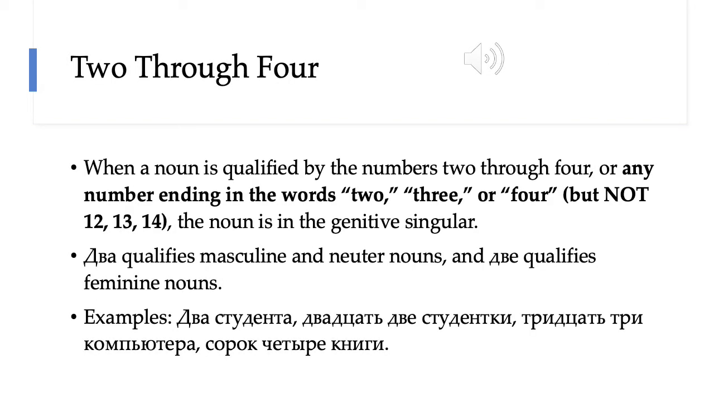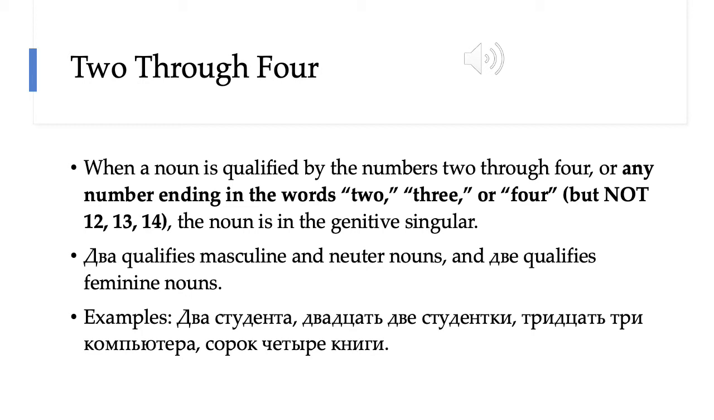Now let's look at 2 through 4, or the numbers 2, 3, and 4. When a noun is qualified by the numbers 2 through 4, or any number ending in the words 2, 3, or 4, so 22, 33, or 44, but not 12, 13, or 14 because those end in the word 10, the noun is in the genitive singular. Once again, if this is the subject of the sentence, the number is going to be in the nominative, and the noun is going to be in the genitive singular.